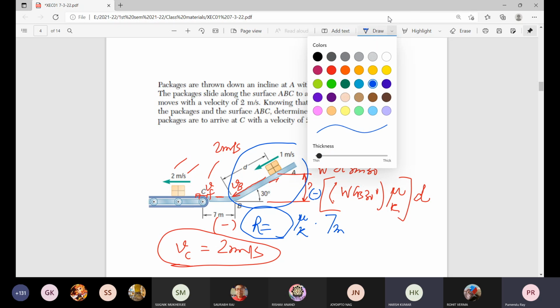Sir, is the answer 6.71 meter per second? It could be.